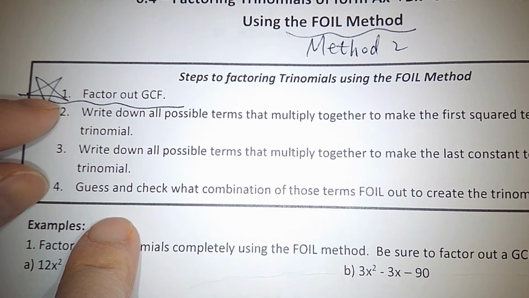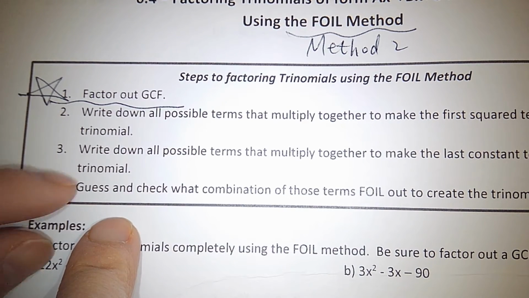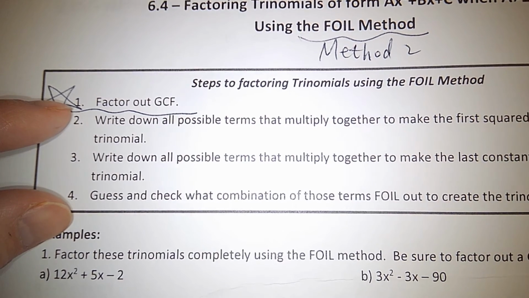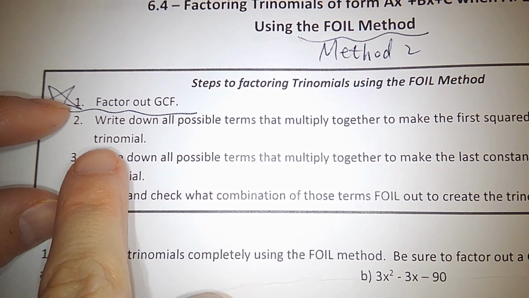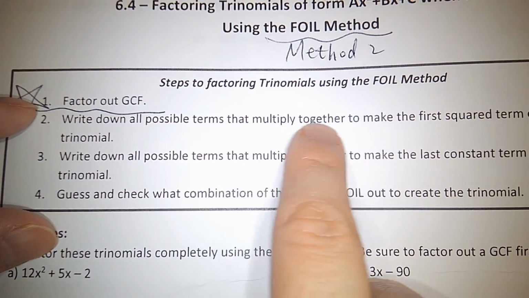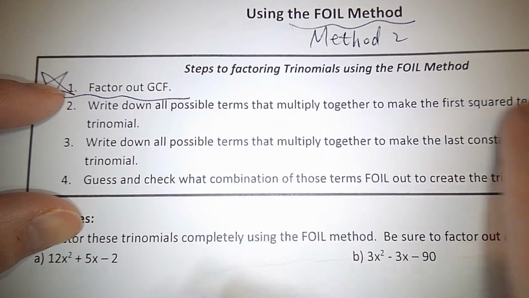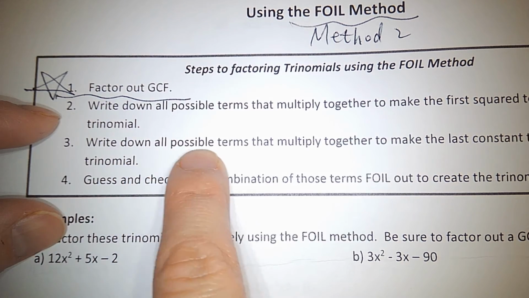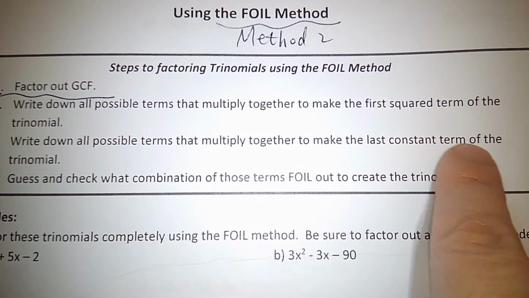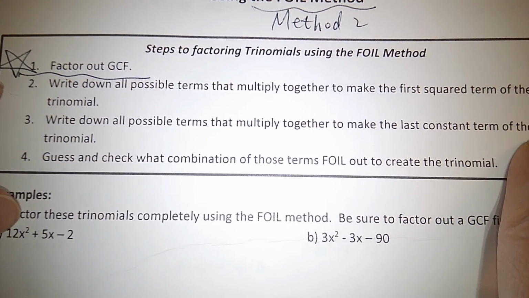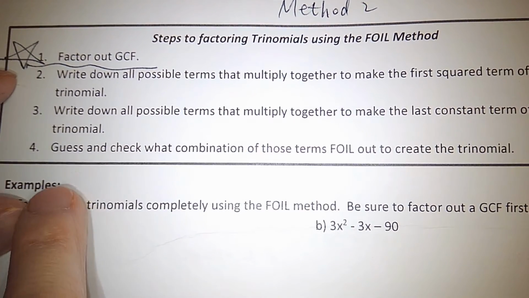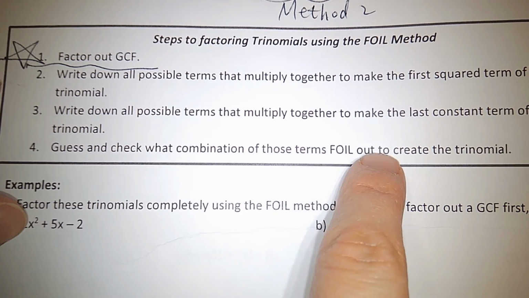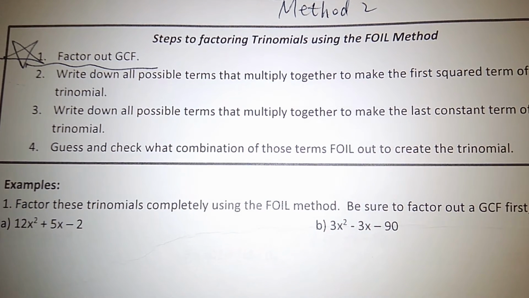Then we have steps 2, 3, and 4. I'm going to ask a volunteer to read the rest of the steps. Who wants to read? Daniel? Write down all possible terms that multiply together to make the first squared term of the trinomial. Write down all the possible terms that multiply together to make the last constant term of the trinomial. And 4, guess and check what combination of those terms FOIL out to create the trinomial. Very good. Thank you so much.